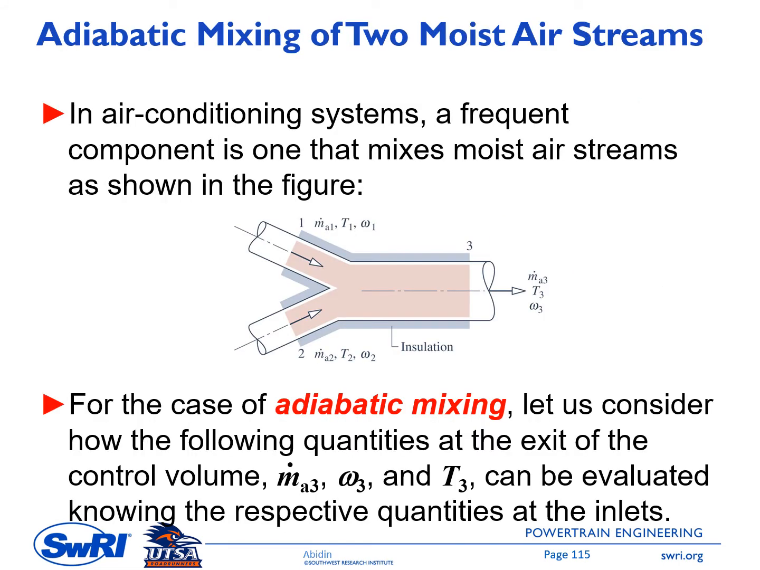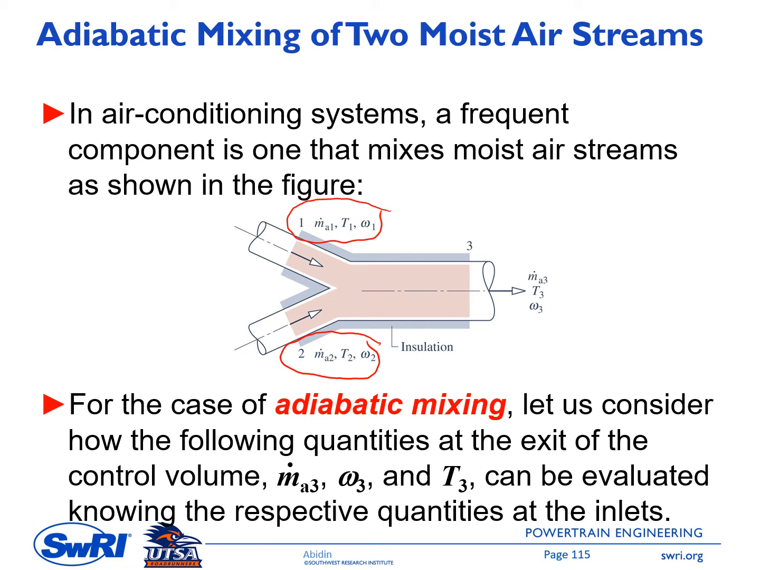Next one is adiabatic mixing of two moist air streams. In air conditioning systems, a frequent component is one that mixes moist air streams, as shown in this figure. We have the first stream here, moist air with a given m.a1, T1, and omega 1. On the second stream, we have m.a2, T2, and omega 2. The system is assumed isolated, so there is no heat transfer with the surroundings.